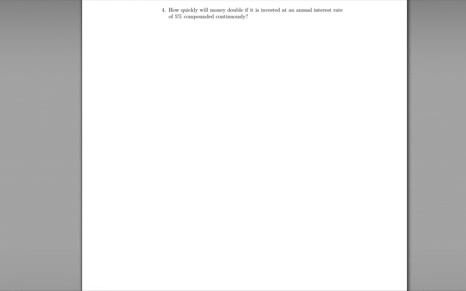So let's take a look at how we can use logarithms to figure out how quickly money will double if it's invested at an annual rate of 5% compounded continuously. So here, our annual rate is 0.05.